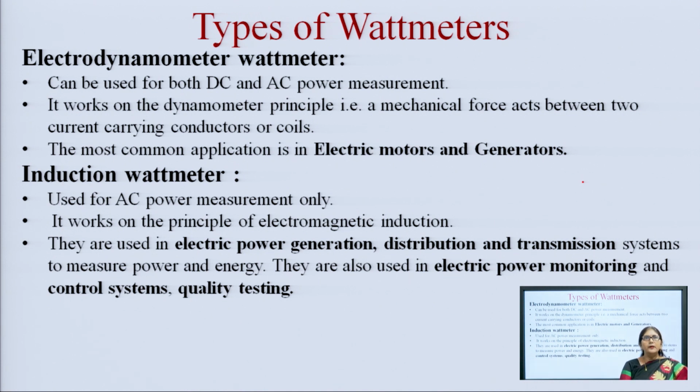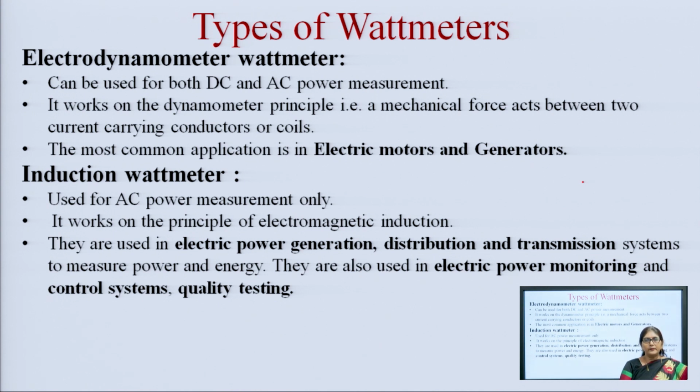The electrodynamometer type wattmeter works on the dynamometer principle. That means if two current coils are placed nearby, then a mechanical force acts between these two current coils. So, if we keep one coil fixed and the second coil movable, then because of the mechanical force the movable coil will move, and if an indicator is attached to that moving coil, then it shows the power. The most common application of the electrodynamometer type wattmeter is the measurement of power in electric motors and generators.